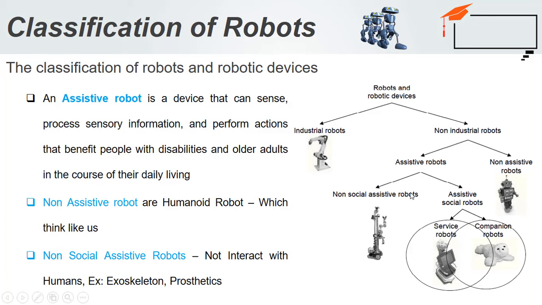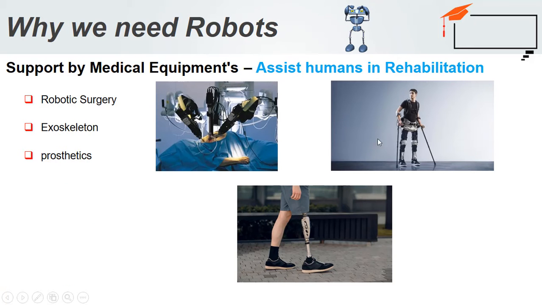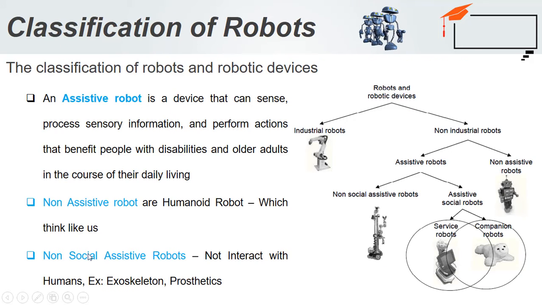Non-social assistive robots do not interact with humans. They perform a course of action, a motion of action that could assist the human need in the real world, like helping humans get mobility with the help of exoskeletons and prosthetics, which we saw in the previous slides. So that is the non-social assistive robot. This kind of robot does not interact with the human. This is the exoskeleton arrangement. It does not interact with the human but helps the human to survive in the real world, to produce movement.